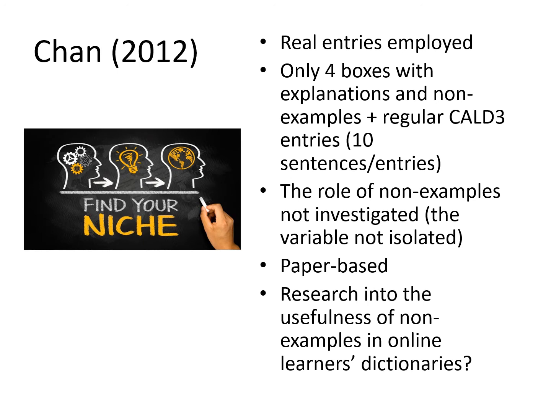Besides, in that study, only 4 regular Cambridge entries with common mistake boxes were used, although 10 sentences had to be corrected and 10 entries were supplied. The role of non-examples as such was not investigated. The common mistake boxes just happened to be present in some entries, but the variable of example type, regular examples versus non-examples, was not isolated, and the study was paper-based. To the best of my knowledge, there is no empirical research into the usefulness of non-examples in online learners' dictionaries.